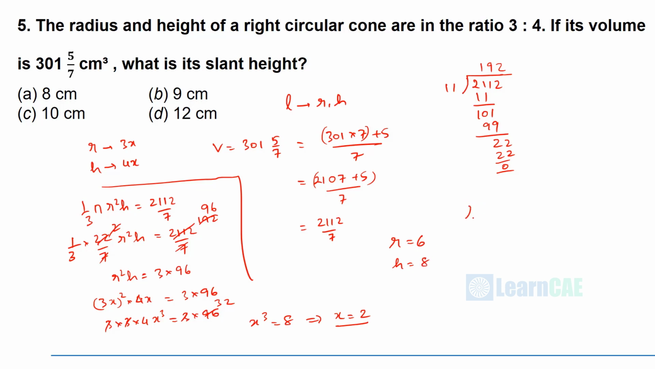They are asking the slant height. Slant height L is equal to square root of r squared plus h squared, 6 squared plus 8 squared. This is 36 plus 64. This is nothing but square root of 100. L is equal to 10. The answer is C, 10 centimeter.